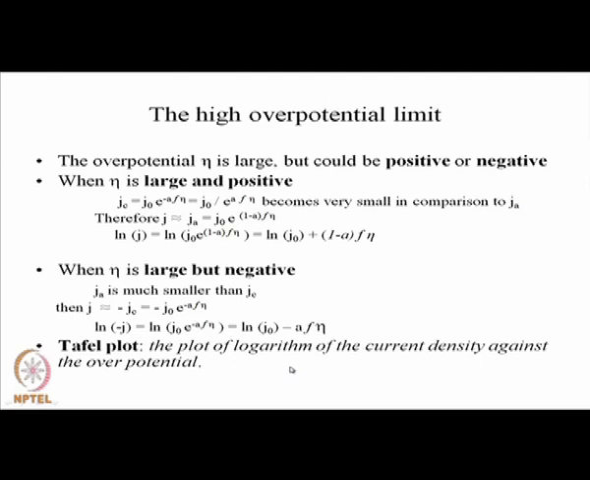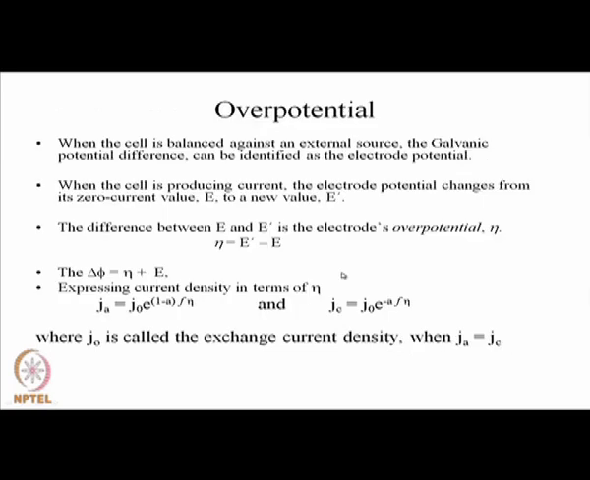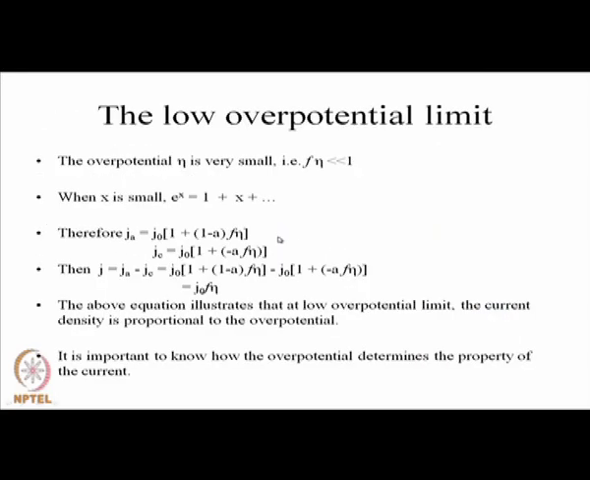Next is the higher overpotential limit. Previously we talked about the lower overpotential limit, and overpotential is nothing but the change of electrode potential from its zero current value to some new value when some current is flowing. Lower potential limit means the difference between E prime and E is very small, very close to each other. Then and only then your current density is proportional to overpotential. This is a very important conclusion.